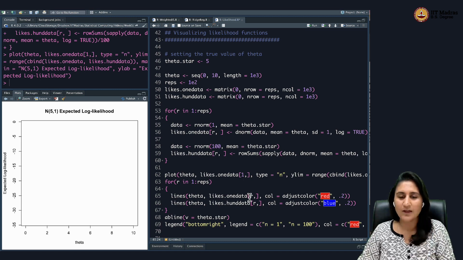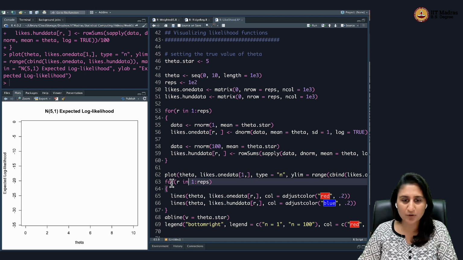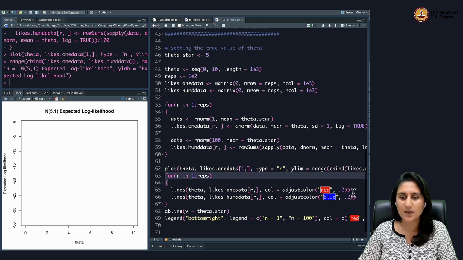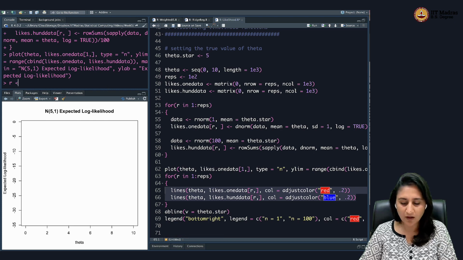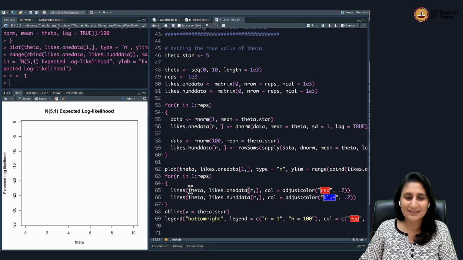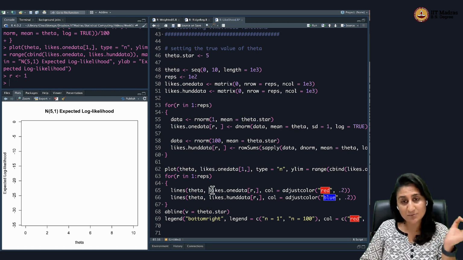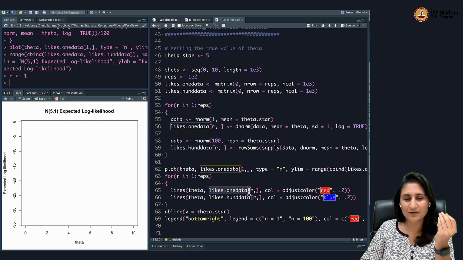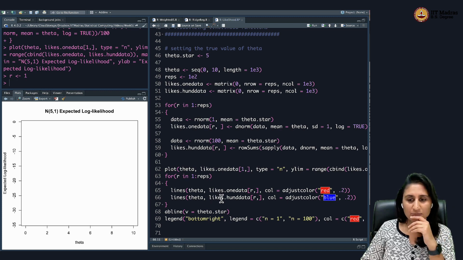Okay. And now, for example, I'm not going to run this loop yet. I'll show you in a second. But if I just run this, for r equals 1, I'm just going to plot the lines obtained with theta on the x-axis and the corresponding log likelihood value on the y-axis for one data point, and that will be in red. And the lines obtained with theta on the x-axis and the corresponding log likelihood value on the y-axis for the 100 data points.